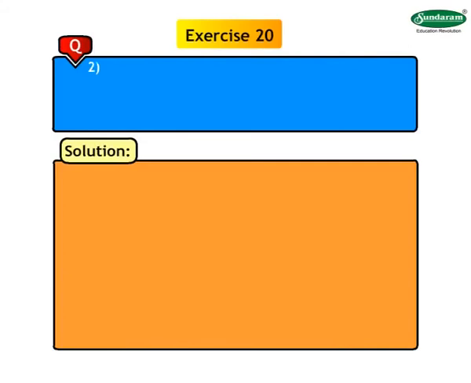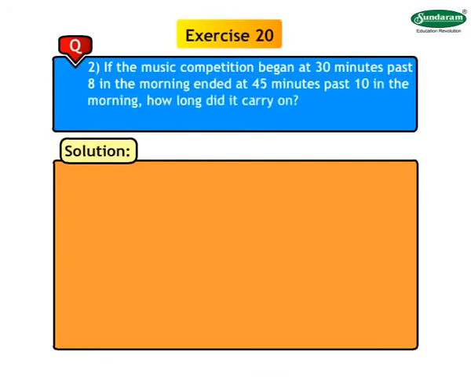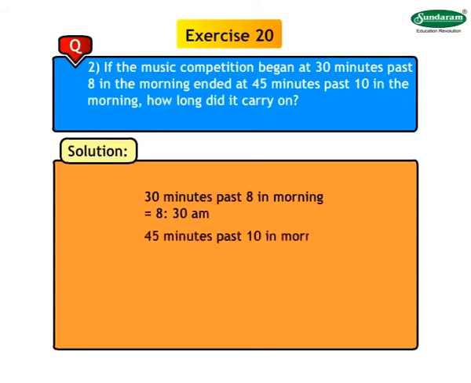2. If the music competition began at 30 minutes past 8 in the morning and ended at 45 minutes past 10 in the morning, how long did it carry on? Solution. 30 minutes past 8 in the morning is equal to 8:30 a.m. 45 minutes past 10 in the morning is equal to 10:45 a.m.